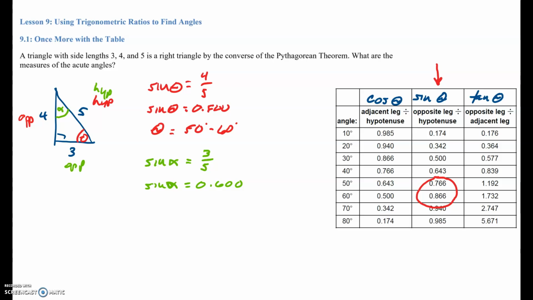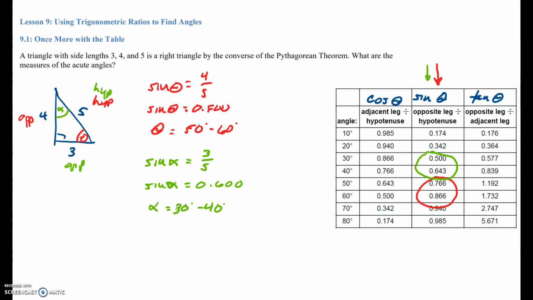So now I come over here and I find, where do I have an opposite over hypotenuse, same column. Where's the opposite over the hypotenuse equal to 0.600? And I see it's here, somewhere between, I know angle alpha must be somewhere between 30 and 40 degrees.